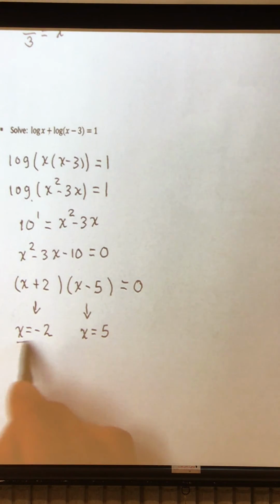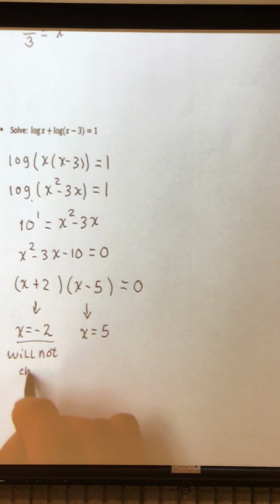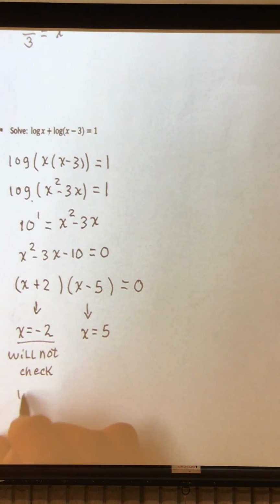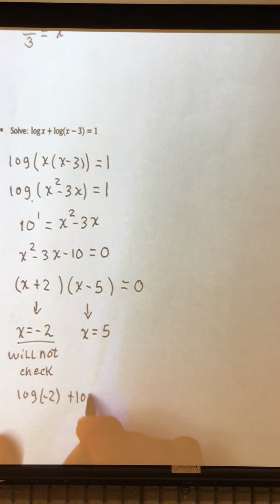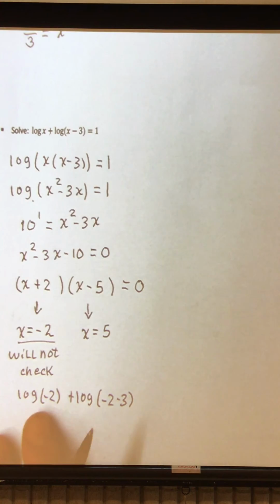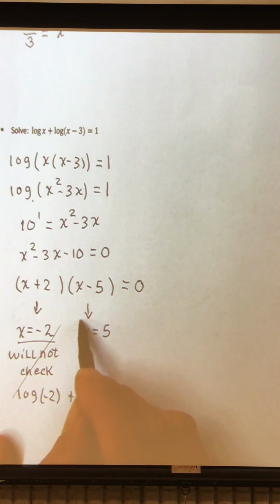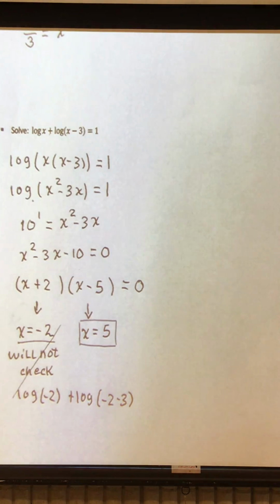Now, x equals negative 2 will not check. And the reason why is upon substitution into the logarithm, you will end up with the log of a negative number. And in fact, the other logarithm also ends up being a negative number inside the log. If either one of these occurs, the log of a negative number is not defined, so we must throw out this solution. And this one, if you try to substitute that in the given equation, you find that will also check.